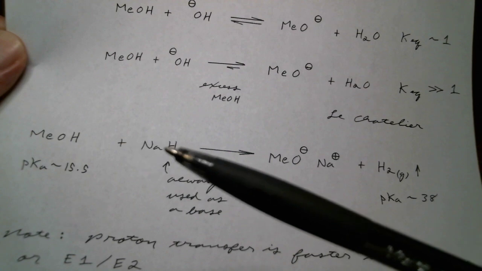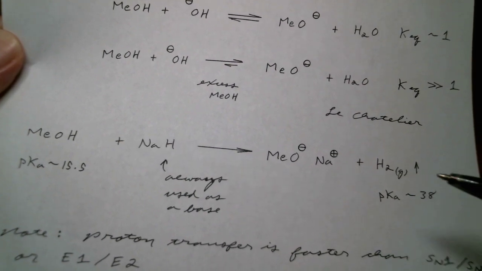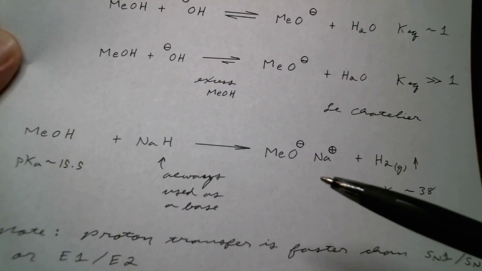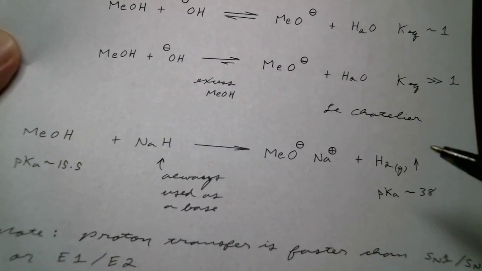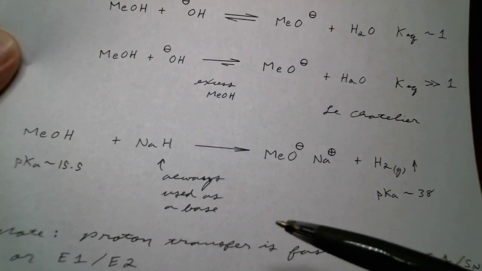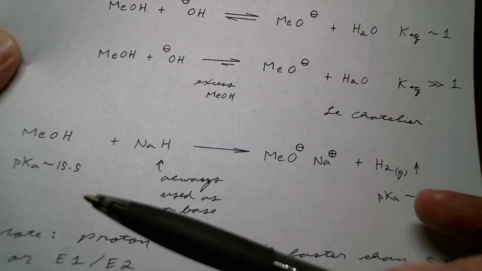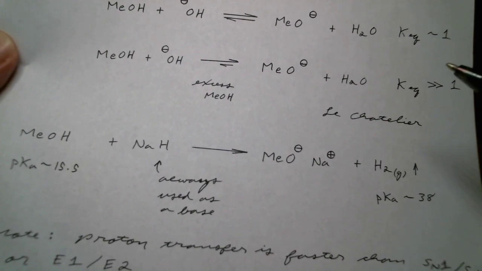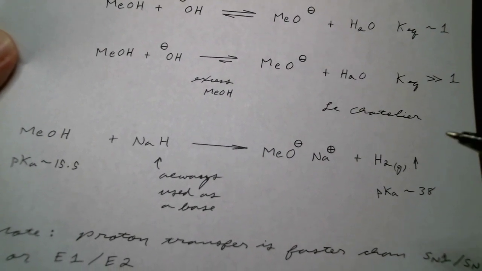So of course they're going to get together, and they'll create hydrogen gas, which will bubble off. The pKa of that is about 38, and we get sodium methoxide. This is a great acid-base reaction. Keq is 10 to the 38 minus 15.5. And since the hydrogen leaves as a gas, Le Chatelier is also driving this reaction.